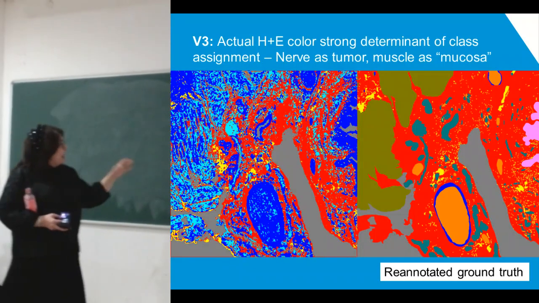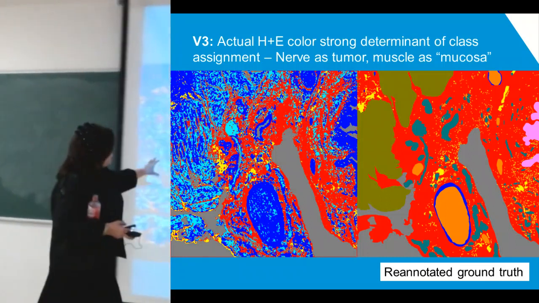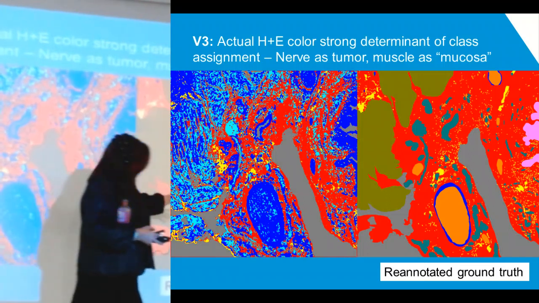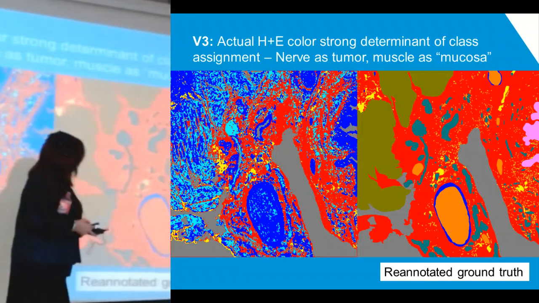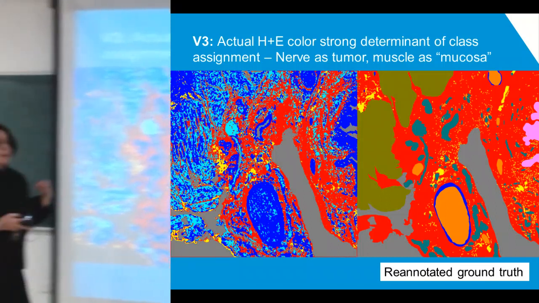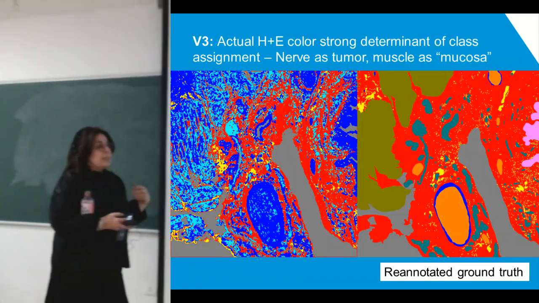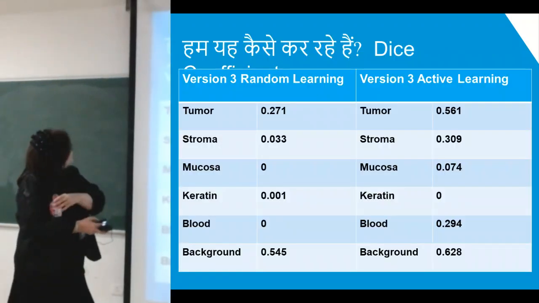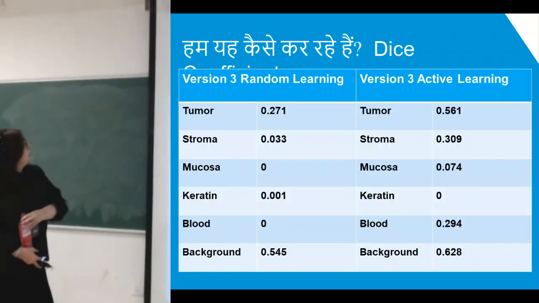So then we go back in. This is the machine map, and this is our re-annotation. And so we introduce, okay, fine, this color is now nerve. So we go back and refine all of the annotations according to how the machine is misclassifying. And so this is how we do it.